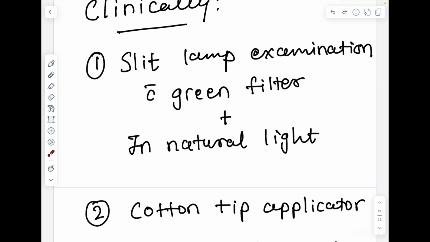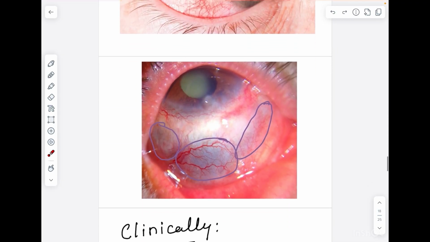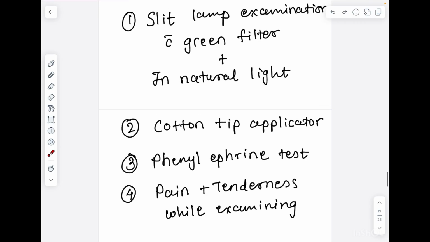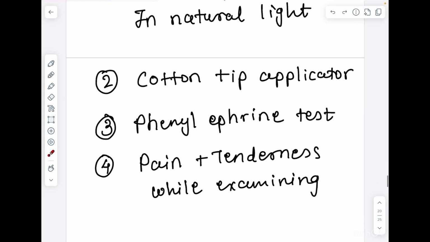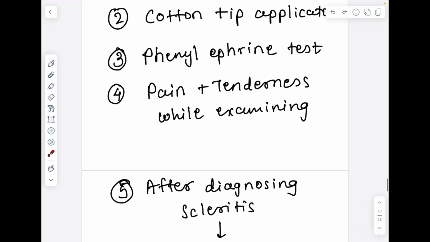Slit lamp examination we will do with a green filter so that we can appreciate the depth more properly, and if possible, we also have to examine in natural light. So the slit lamp examination with green filter will show us the color of vessels, level of inflammation, and all the things. Okay, then cotton tip applicator, movement of the vessels, we have seen. Phenylephrine test: when we are applying phenylephrine for dilatation, put 1 drop of phenylephrine, and we can see the blanching of vessels in episcleritis, while in scleritis that will not blanch. Pain and tenderness while examining will also give a major clue.